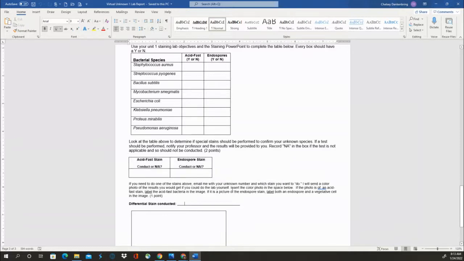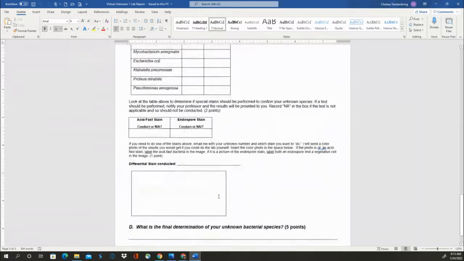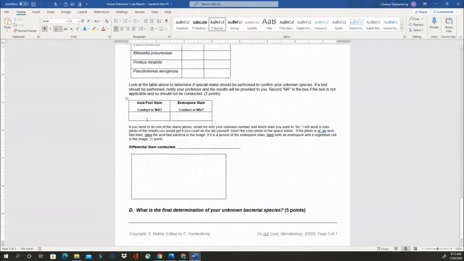You just don't have to put anything here, okay? You can put NA, doesn't matter. But if you do need one or both of these stains done, you write here which one, you send me an email, and you say, Chelsea, I have unknown number 3, and I need the acid-fast stain. And I will then send you a picture of the results, okay? You'll put it in this box, and then you will tell me what your organism is. You will write it out completely and properly according to the binomial nomenclature rules that we've discussed, okay?